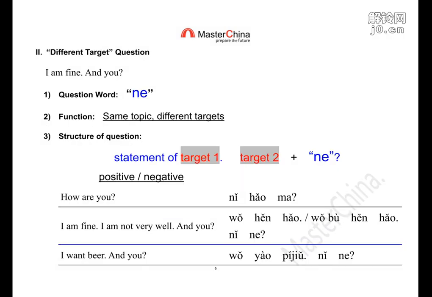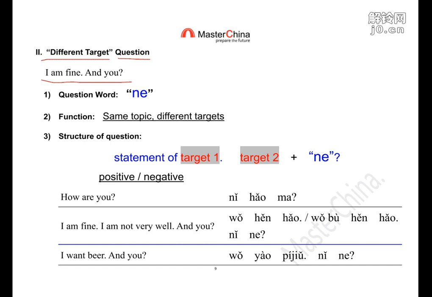The second type I gave the name "different target question". It's a very strange name, right? Because I created it myself, I just want to help you understand its function easily. So what does it mean, different target? I gave you the example sentence. Usually it's "I am fine, and you?" It is a very common sentence in your greetings, right?